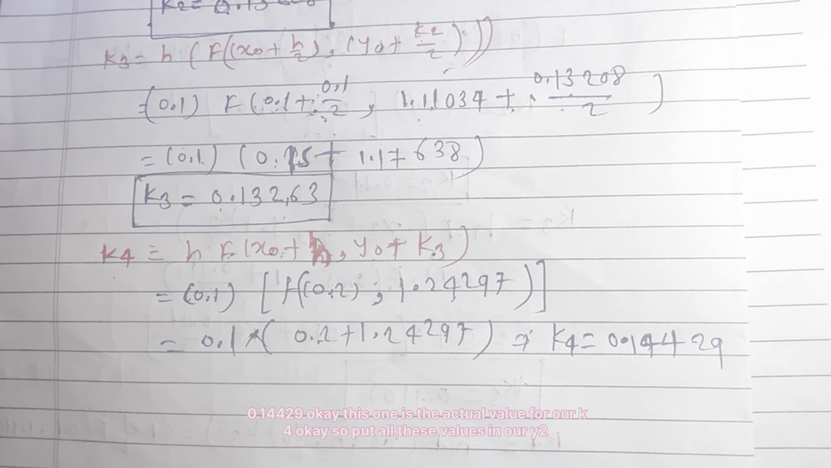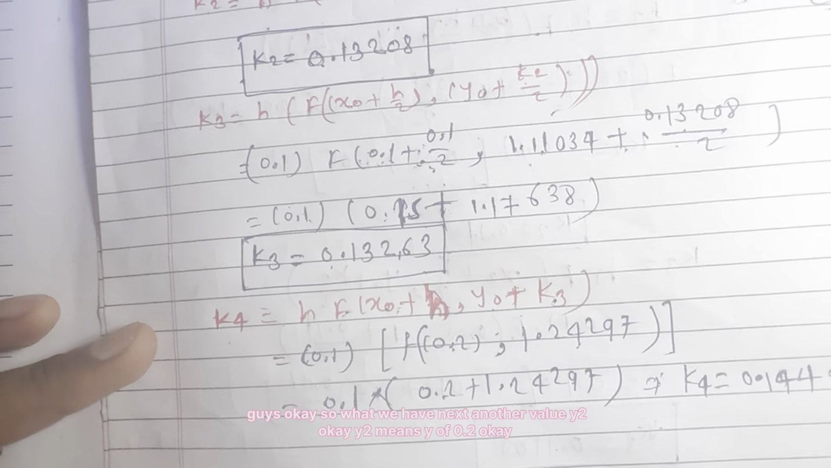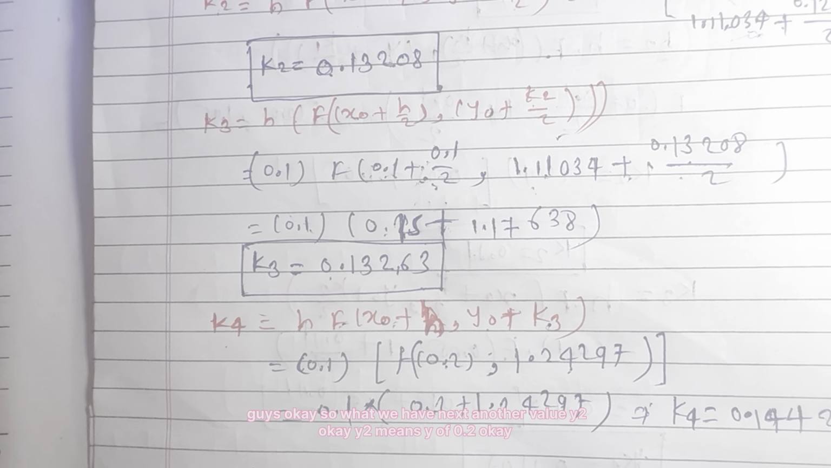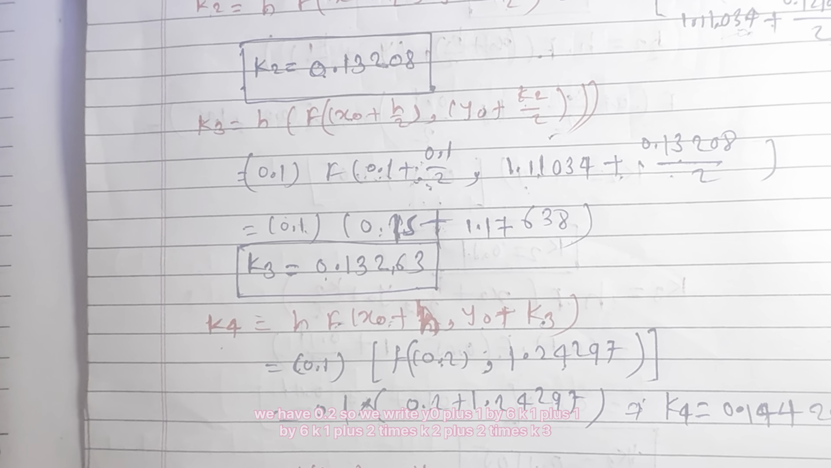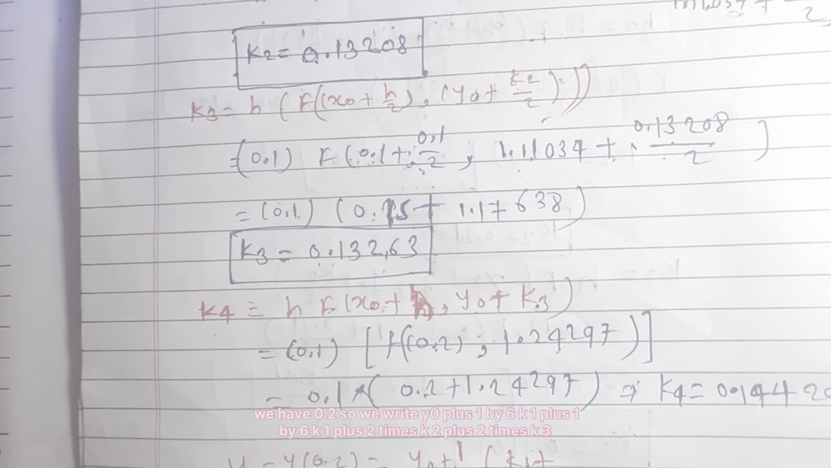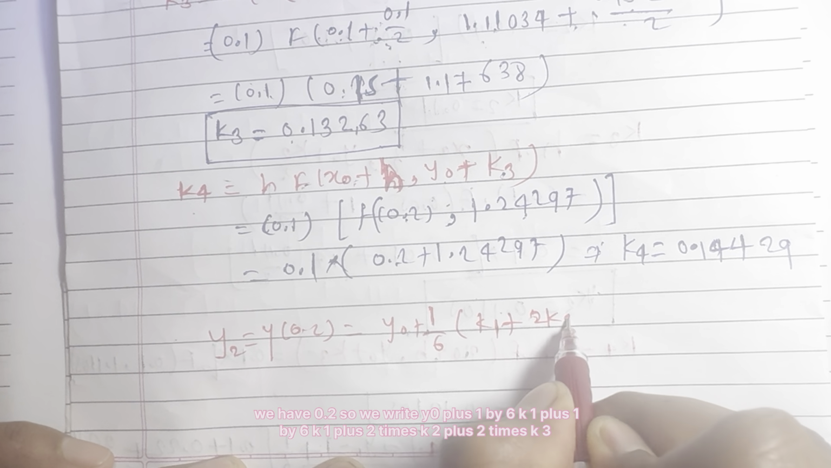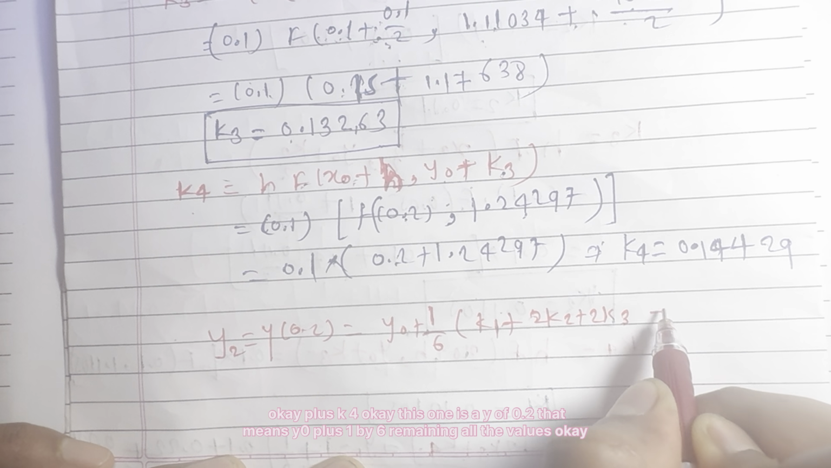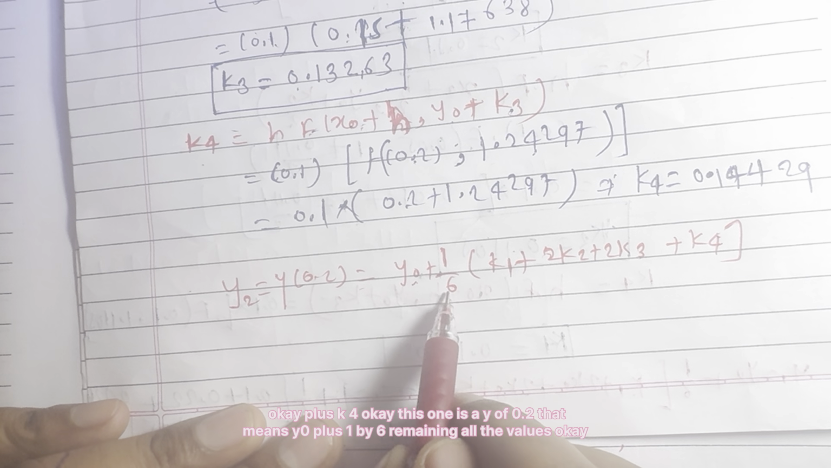So put all these values in our y2, guys. What we have next is another value, y2. y2 means y of 0.2. So we write y naught plus 1 by 6 times k1 plus 2 times k2 plus 2 times k3 plus k4. That means y naught plus 1 by 6, with the remaining values.